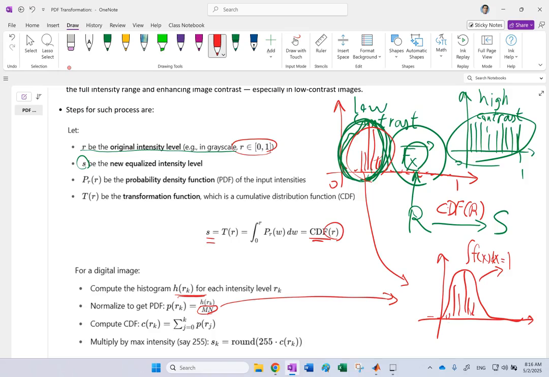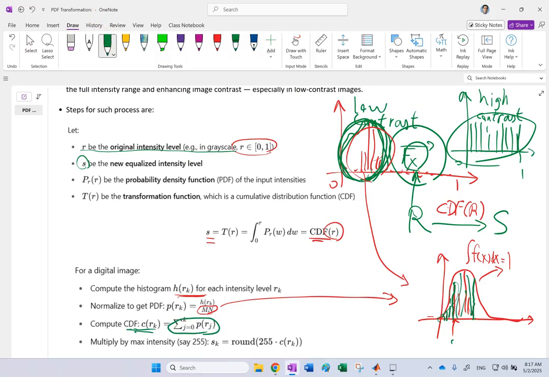Then to find the CDF, all we need is, for any point, to add the previous frequencies. So if I want to know the CDF at this point, all I need is to add this bar and all of the previous bars, all of these frequencies. That is going to be the CDF here. If I want it at this point, I need to add the frequency at that point plus all of the previous frequencies. And that should give me the CDF.